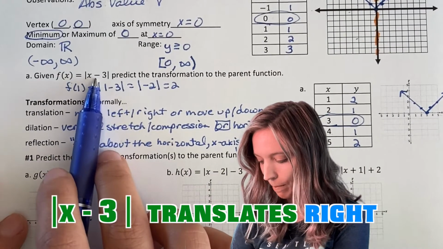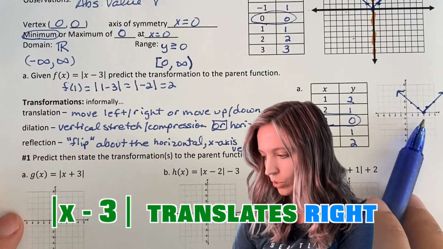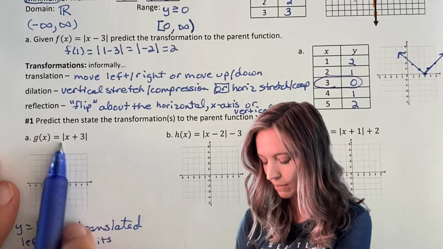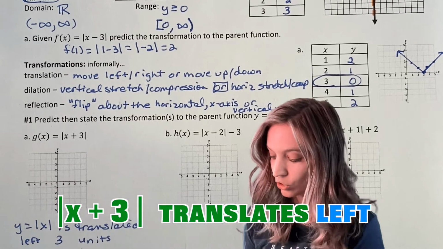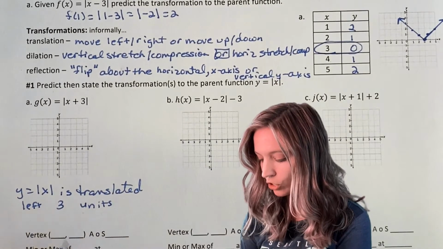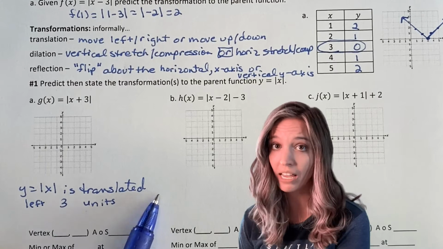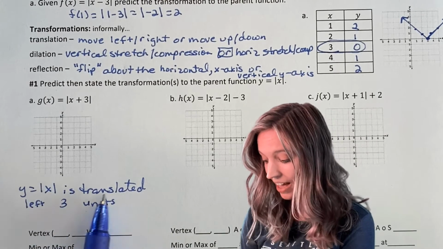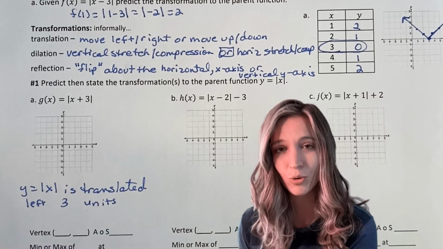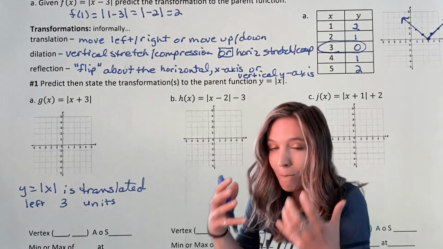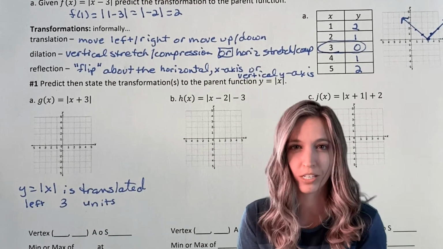See up here, it was -3, and that shifted our graph to the right. So if it's inside those absolute value bars and we're adding 3, then it's gonna be a shift left or a translation left. Now make sure you're using correct academic language down here, right? You have to tell me the parent function and that it's been translated left 3 units. Remember to be doing that.